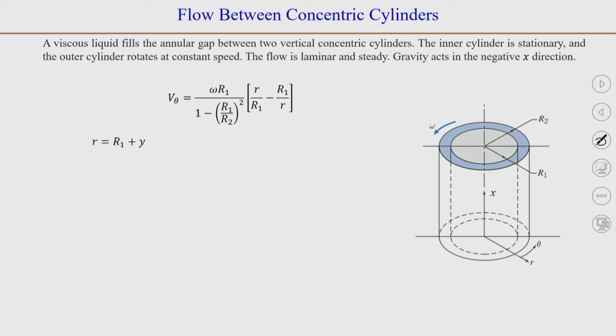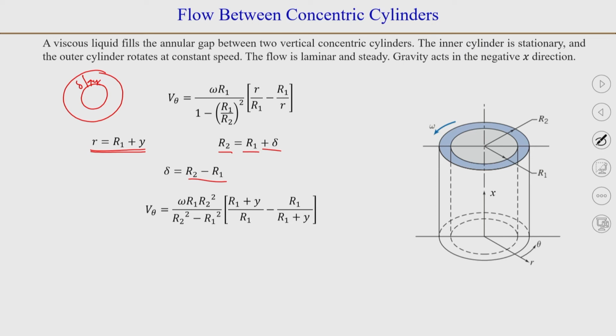So, if we say that small r is equal to capital R 1 plus y. So, let us say you have the two concentric cylinders, and you assume that the distance from the inner cylinder is y, and the distance between the two cylinders is delta. So, you can write small r is equal to capital R 1 plus y, and R 2 is equal to R 1 plus delta. Okay. So, delta is a constant here. Now, we can substitute these, or you can also have delta is equal to R 2 minus R 1.